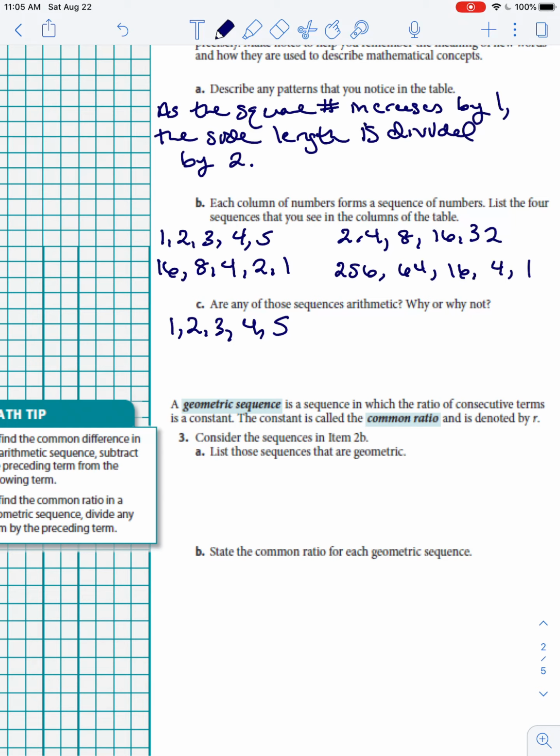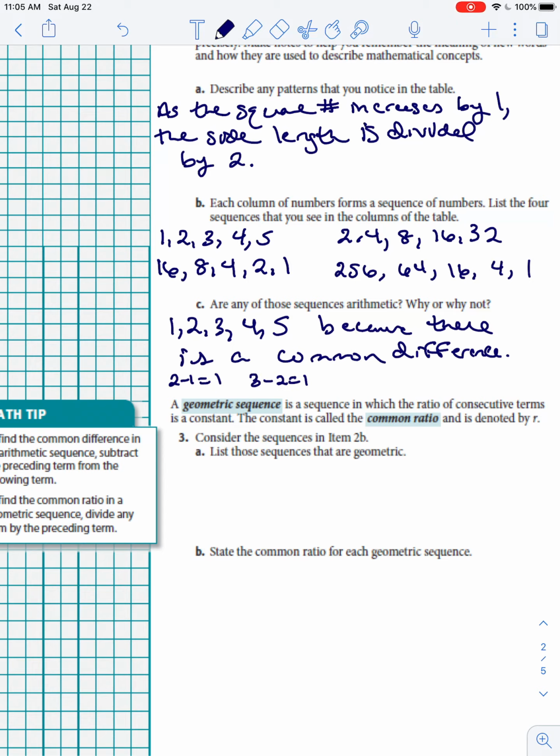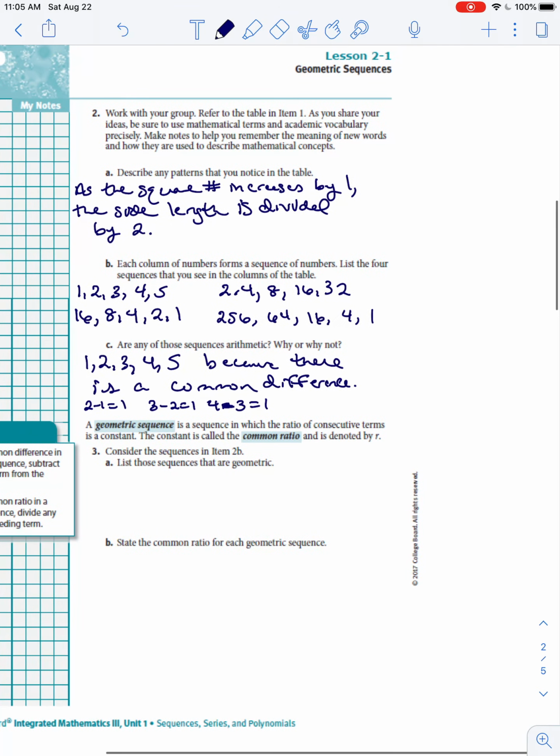So that sequence was arithmetic because there is a common difference. And if you remember, that's because if we take 2 minus 1, we get 1. And if we take 3 minus 2, we get 1. And 4 minus 3, we get 1. And so on. All right, so now we're going to introduce the geometric sequence.